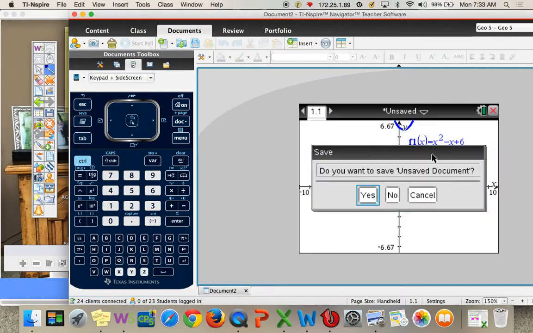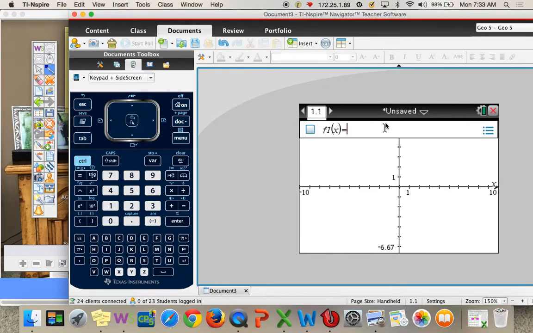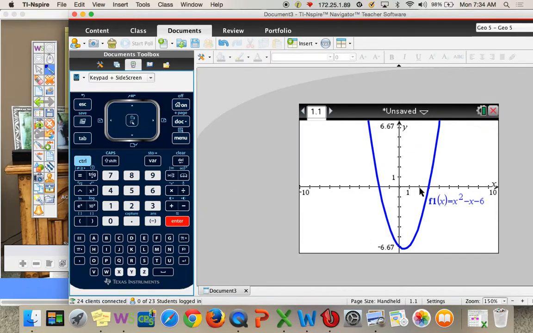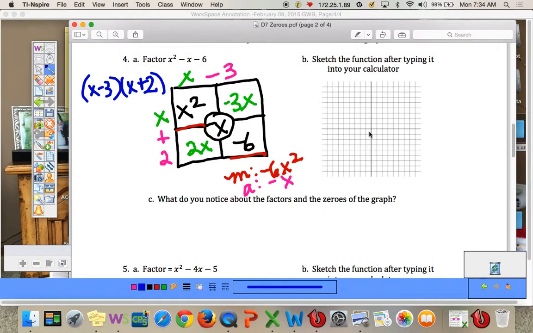So you can open a new document, add a graph page, and let's type it in. X squared minus x minus 6. And if you take a look at it, let's sketch a graph. Look for the zeros. One zero is at 3 and one zero is at negative 2. And the y-intercept is down here at about negative 6. So this is about the sketch of our graph here.